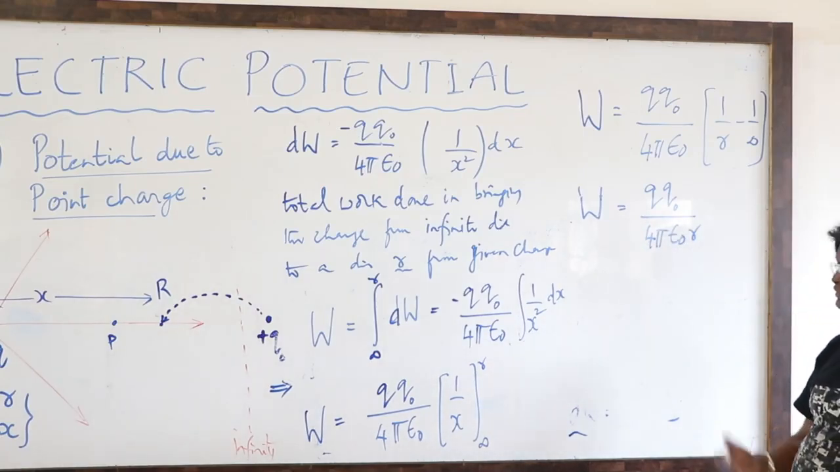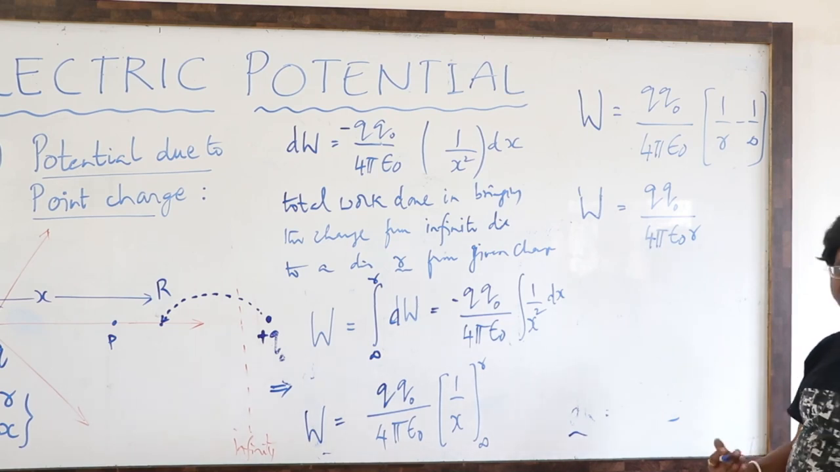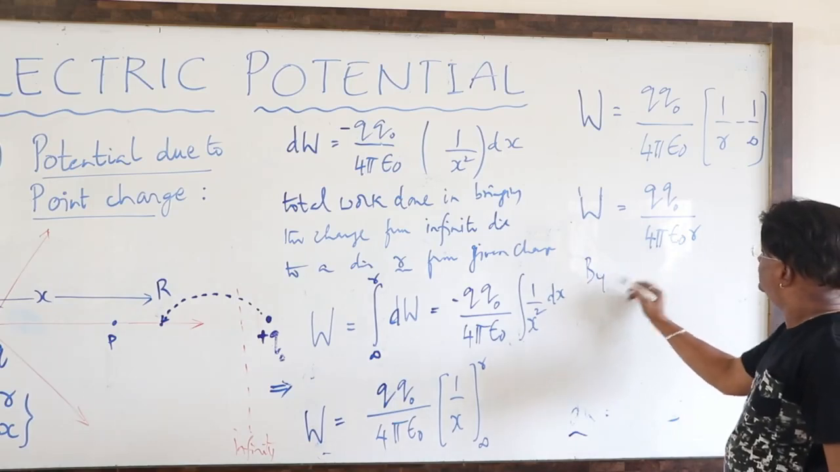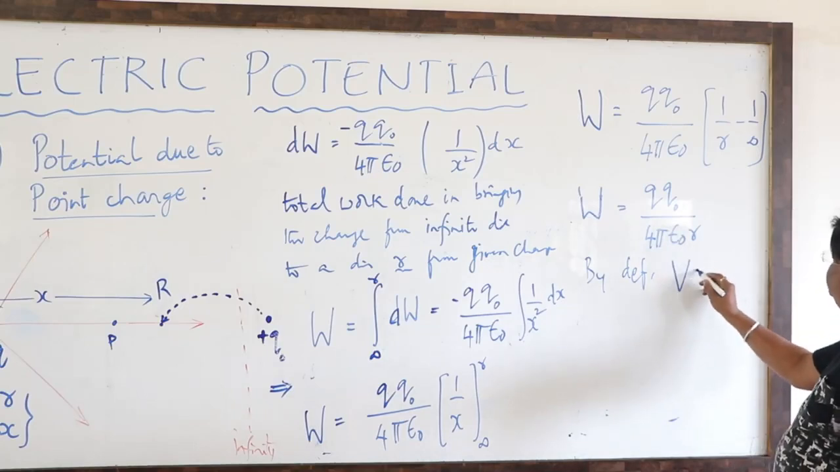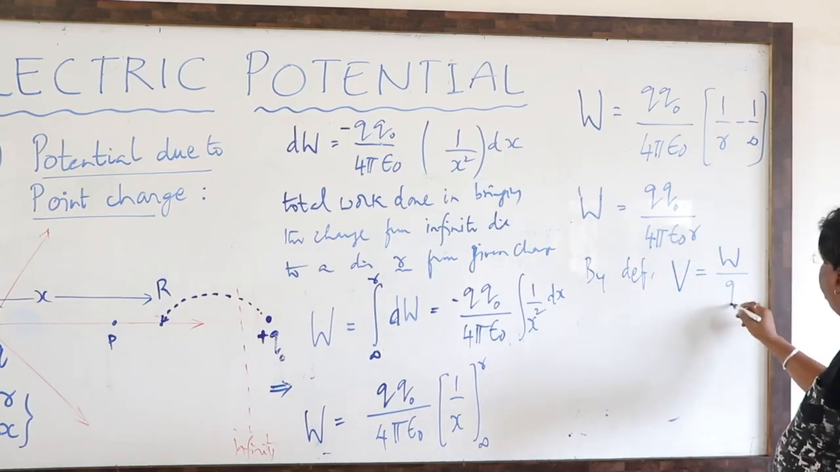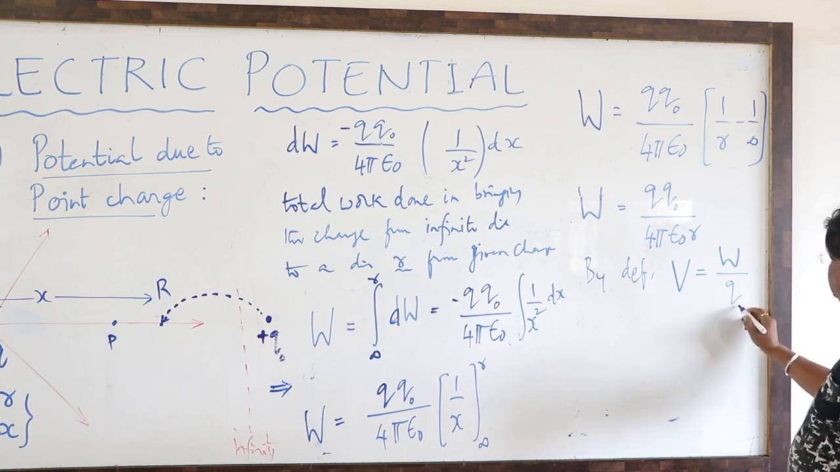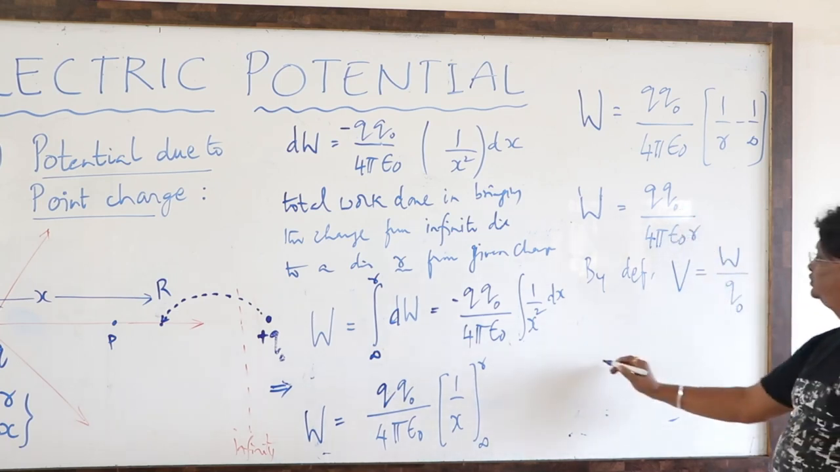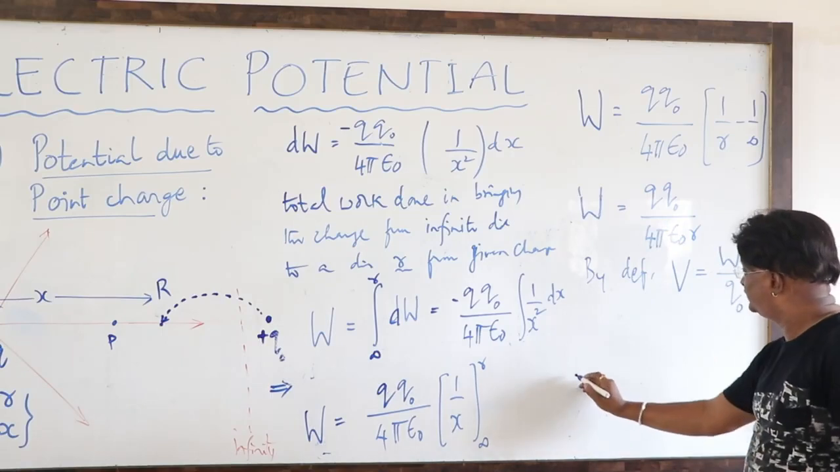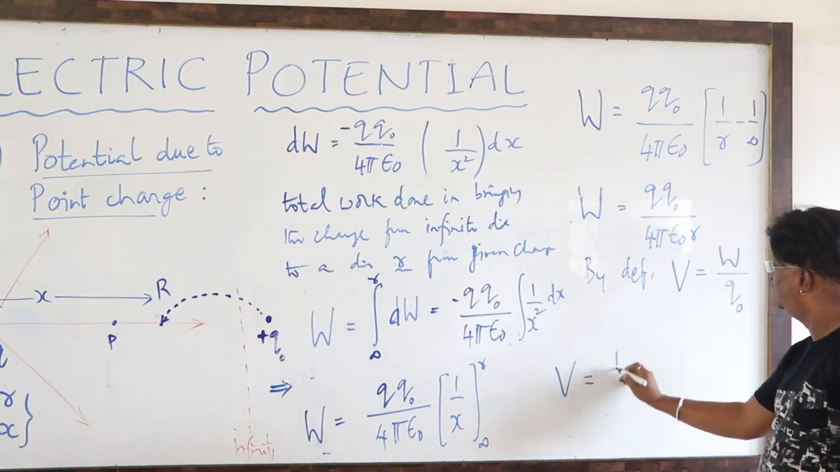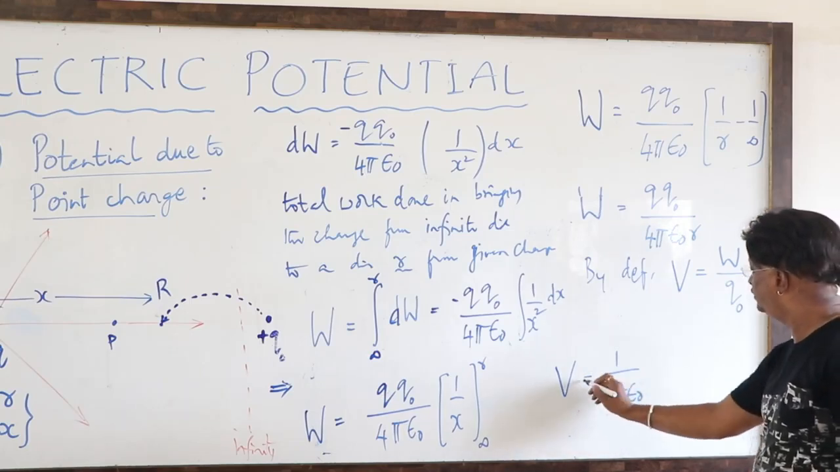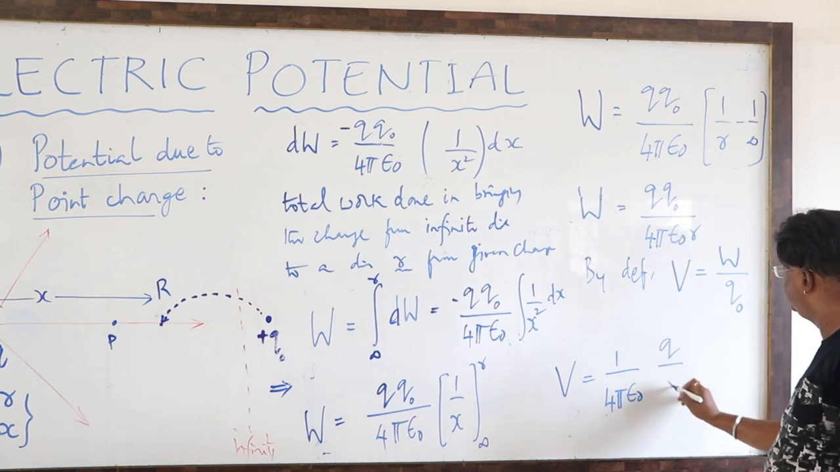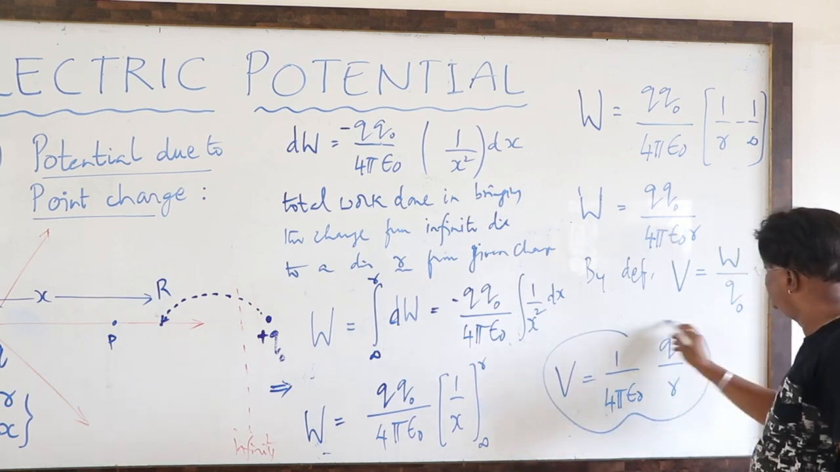Now use our definition, we got it. What is the definition of potential? It is work done per unit test charge we have taken. Therefore now we are writing by definition V is equal to W by Q naught, right? W by Q naught. Therefore here this Q naught term will vanish. Therefore, the final answer is V is equal to 1 upon 4 pi epsilon naught times Q by R.